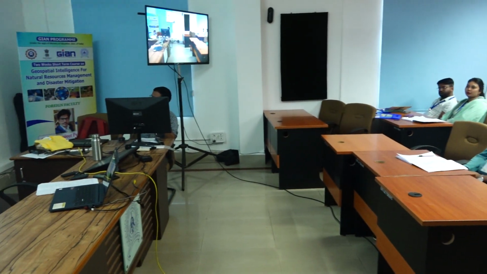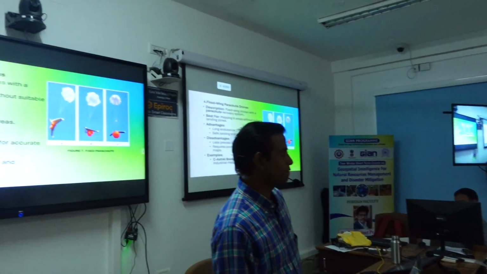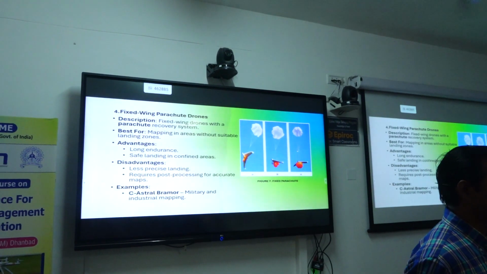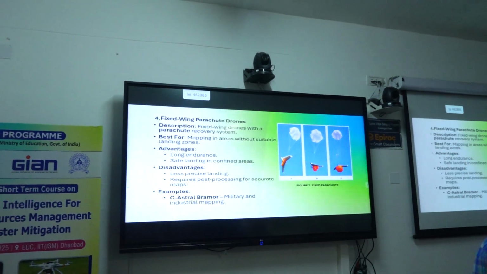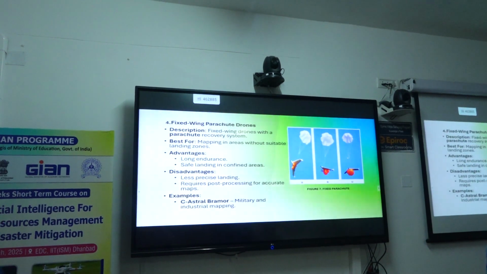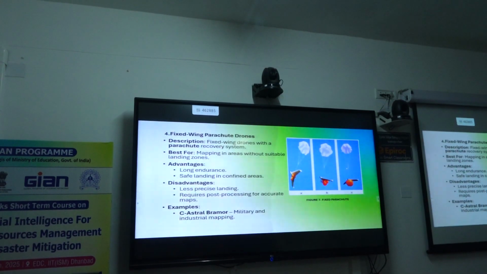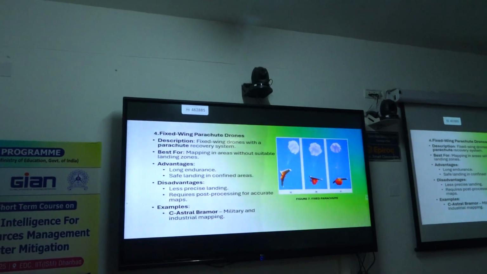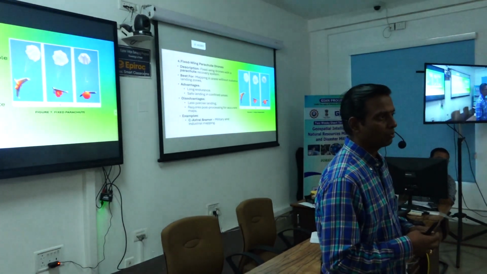And the next one is fixed wing with parachute drones. Now in this third one, what is the disadvantage? Mechanical complexity is there. Especially for military purposes, such kinds of drones are designed to fly for a longer time. With the help of the parachute, it goes for landing. But the problem is inaccuracy in landing, because the landing depends upon the parachute.